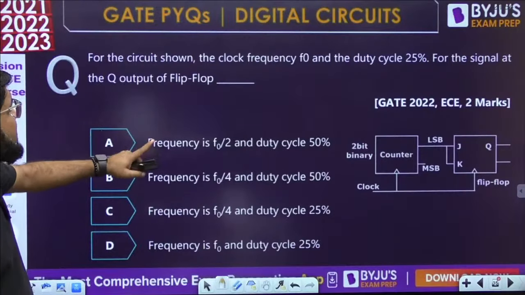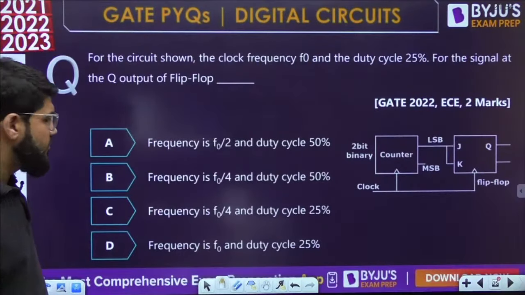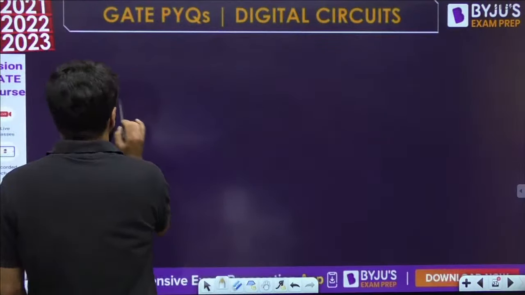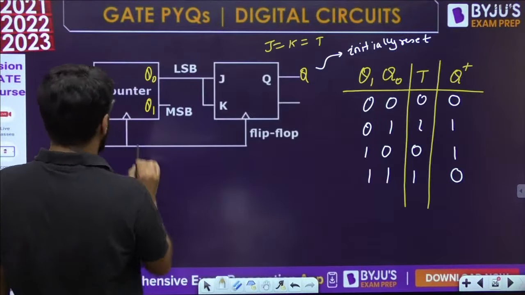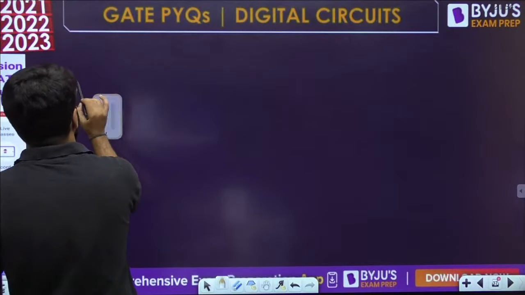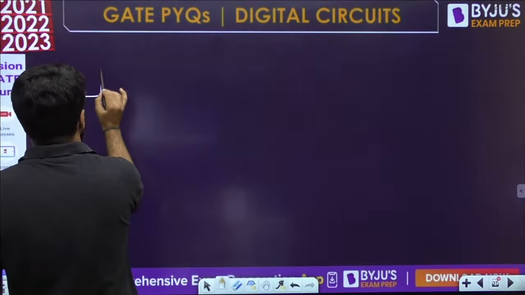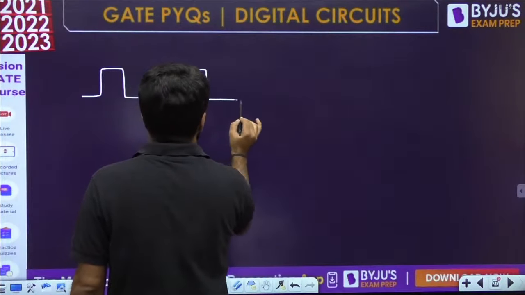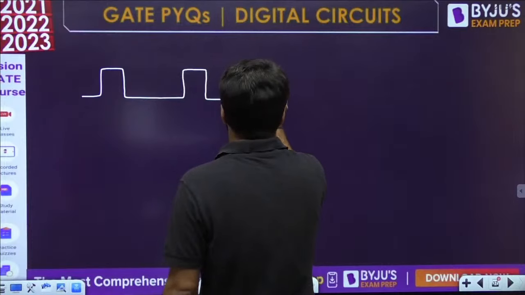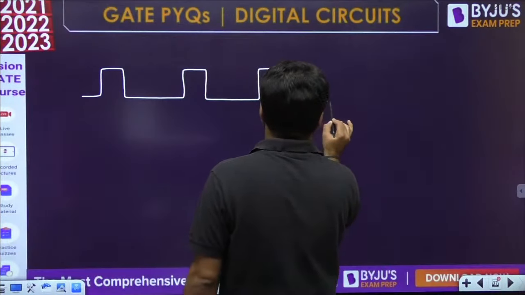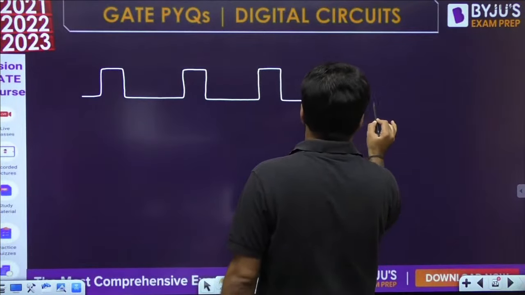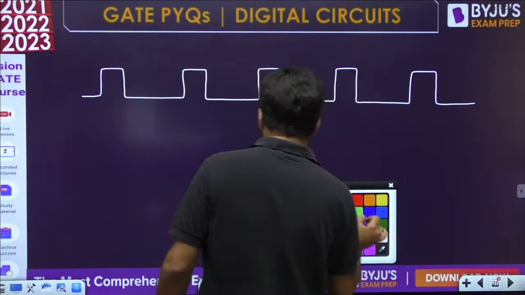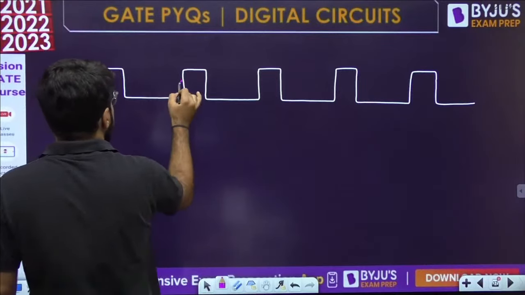What is the frequency and duty cycle at the Q output of the flip-flop? We need to find that. The clock frequency is F0 and the duty cycle is 25%. Let us see whether the clock frequency is going to matter or not. It is a positive edge triggered flip-flop, and the counter is also positive edge triggered. Duty cycle is only 25% for the clock. Positive edge triggering, that is why let me highlight all the positive edges here.